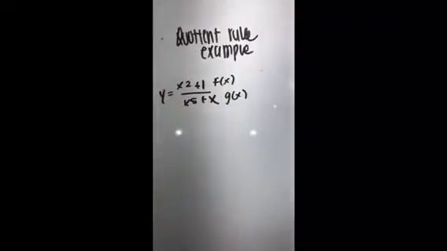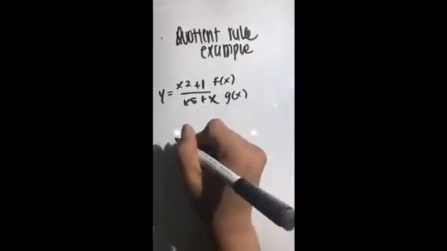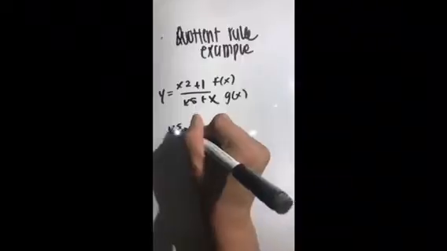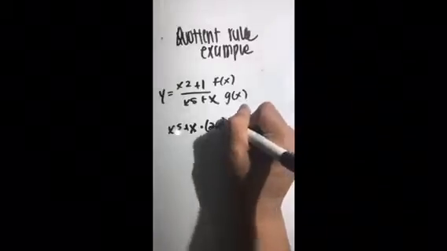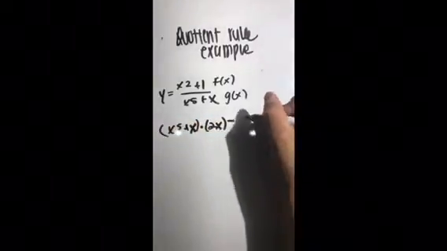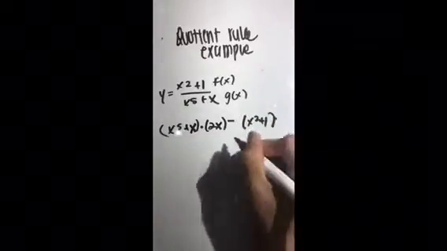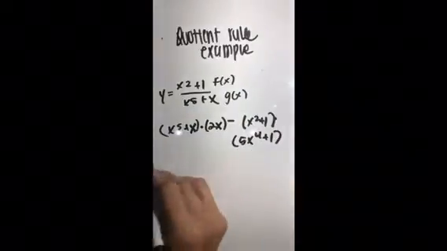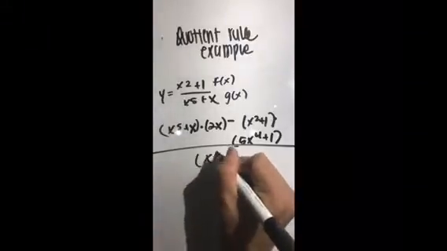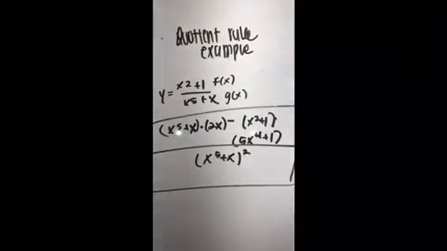For the quotient rule example, I'll just be demonstrating how to put it together, simply using the two functions. We always start off with the bottom one, so it would be x to the fifth plus x, times the derivative of f of x, which would be 2x, minus f of x times the derivative of g of x, all over g of x squared. There it is.